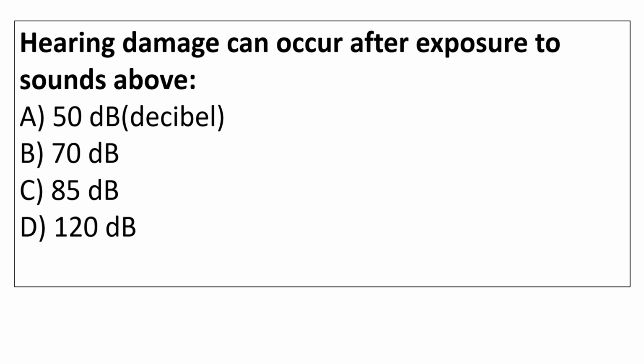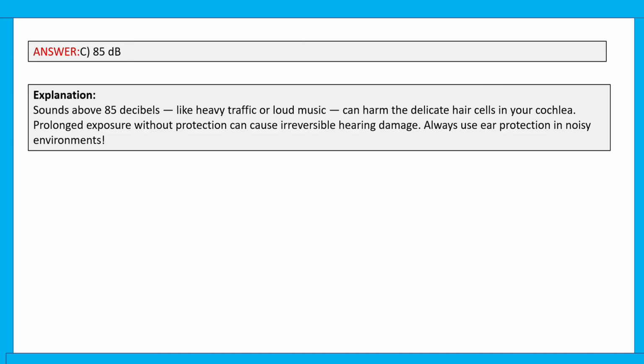Hearing damage can occur after exposure to sound above option A, 50 decibels, option B, 70 decibels, option C, 85 decibels, option D, 120 decibels. The right answer is option C, 85 decibels. Sound waves above 85 decibels, like heavy traffic or loud music, can harm the hair cells in your cochlea. Prolonged exposure without protection causes irreversible hearing damage. Always use ear protection in noisy environments.